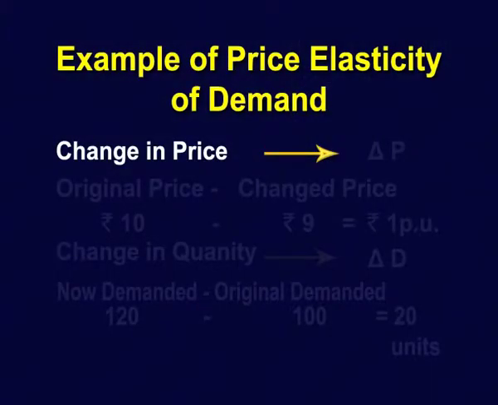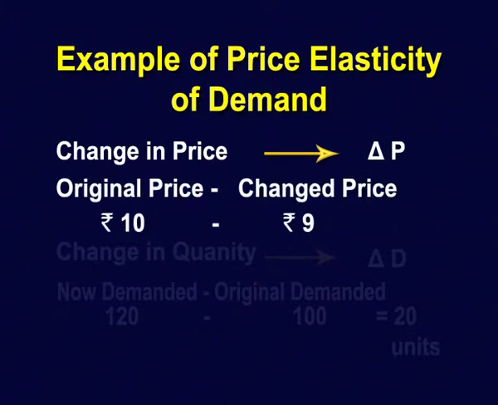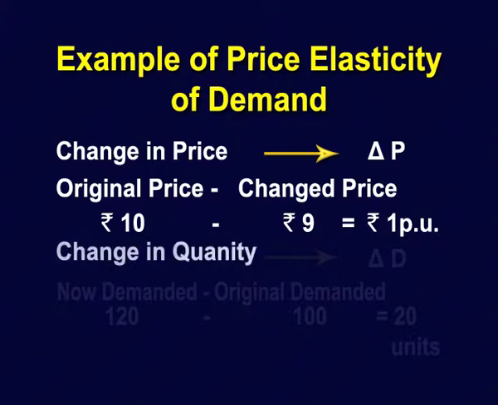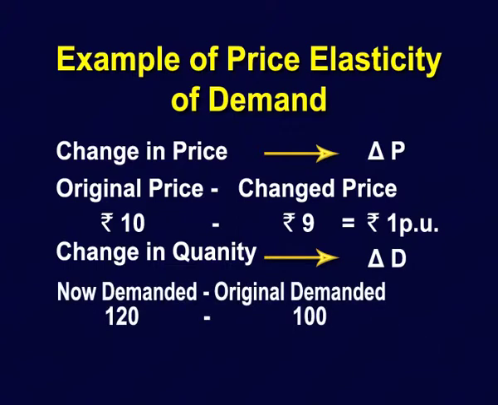Now, the change in price, which is denoted as delta P, is actually the original price rupees 10 minus the changed price rupees 9, which is equal to rupee 1 per unit, while the original price remains rupees 10 per unit. As far as the change in quantity, which is denoted by delta Q, is 120 units now being demanded minus 100 units originally demanded. So, therefore, 20 units more are being demanded now.